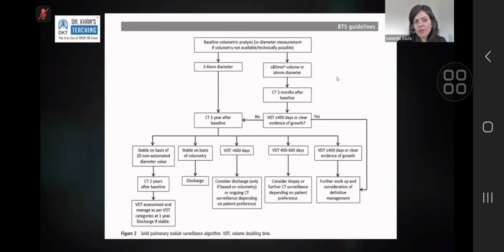Okay, I'll go one by one. So the lower the VDT, the more aggressive the mass, the more malignant, technically yes, but within a reasonable margin. A VDT of days or hours is an inflammatory process, but from, let's say, 100 or 150 to 600, yes, the faster the VDT, the more aggressive the tumor.